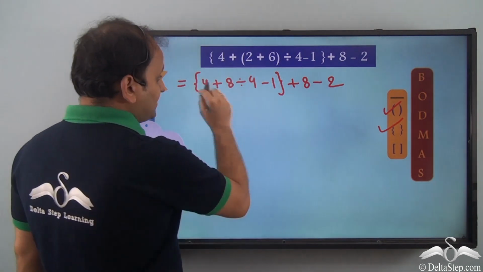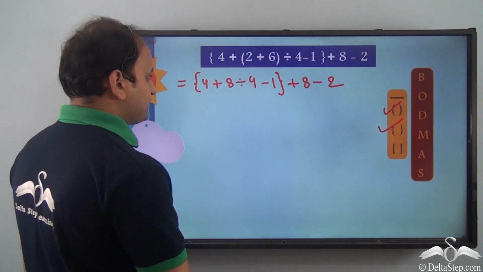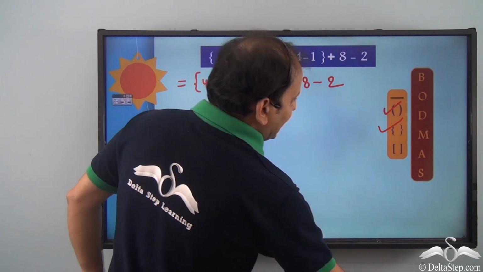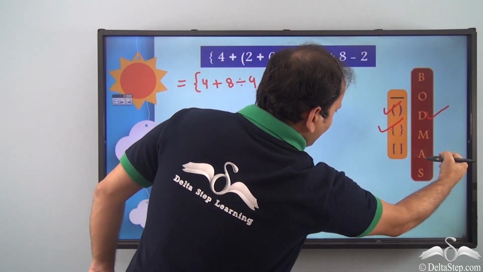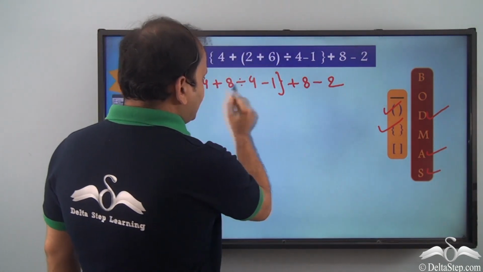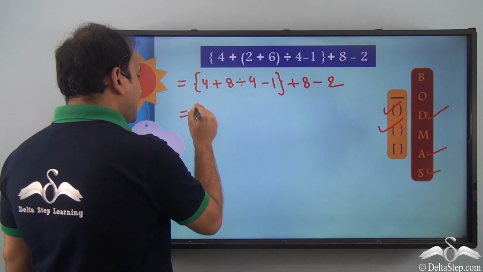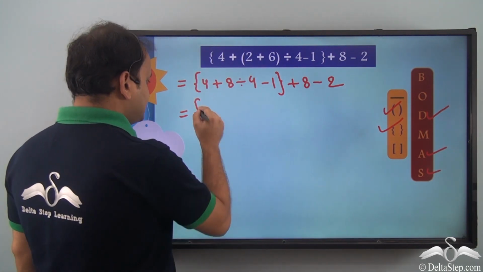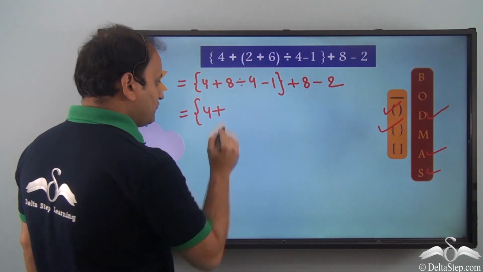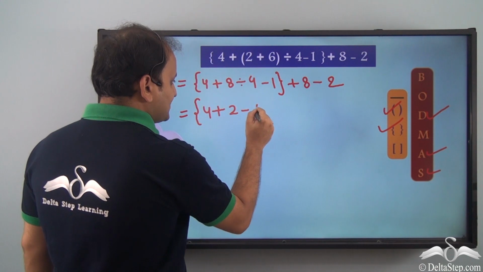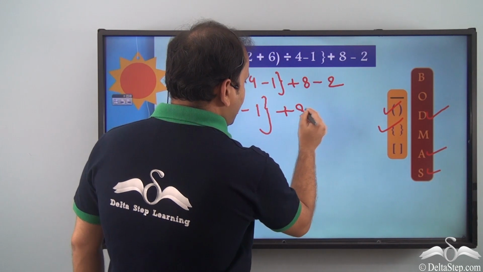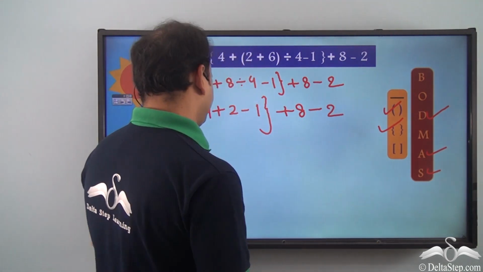curly brackets. Now within the curly brackets, we have three types of operations. We have division, we have subtraction, and we have addition. Now we know that division comes first, followed by addition and then subtraction. So first of all, we'll solve for division. So this can be written as curly brackets 4 plus 8 divided by 4, which is 2 minus 1 brackets close plus 8 minus 2.